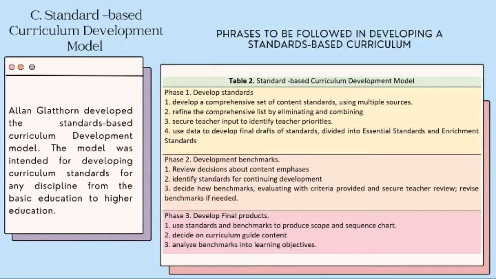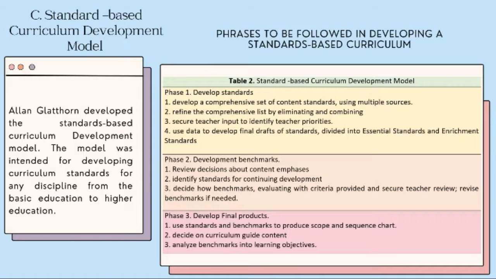So number one, review decisions about content emphasis. Just like what I said, we can review the decisions of other schools and try to reflect on why the schools focus on these standards rather than the others. We can compare it to our decisions as well. Number two, identify standards for continuing development, like standards that will not be benchmarked or standards that will be unique for the school or for the institution.